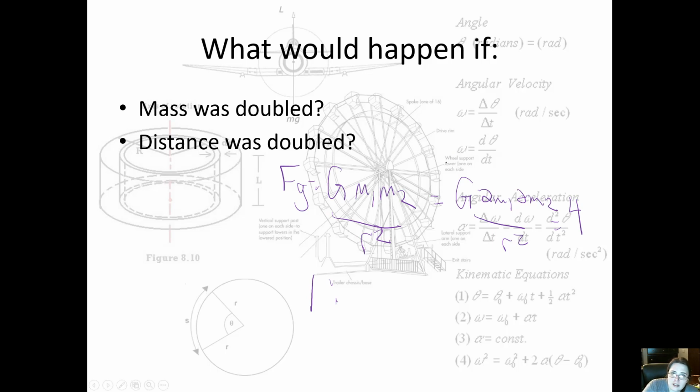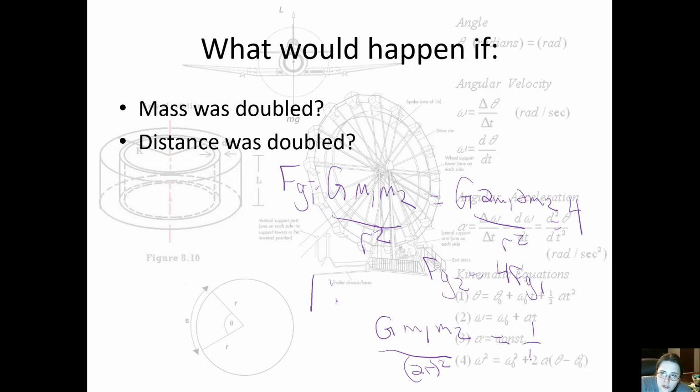Because you can then say this is FG1. So then FG2 is equal to 4 FG1. Okay? Now what about if the distance was doubled? It's the same idea. We can then plug in G M1 M2 and then divided by 2R, and this quantity is squared. So then you end up with 1/4 of FG1. So it is then quadruple, 1/4 less.